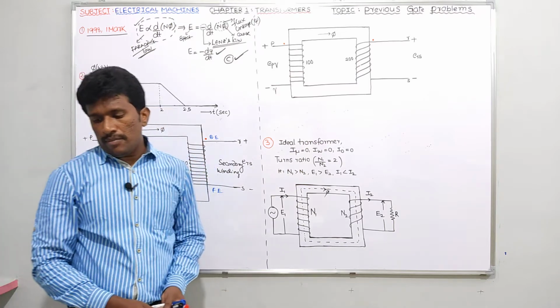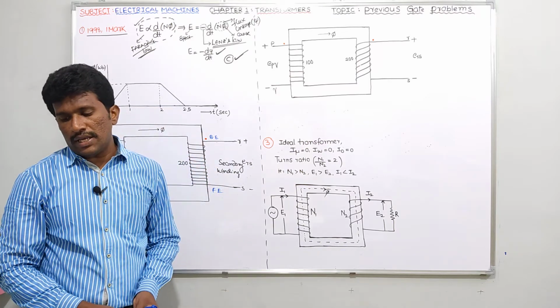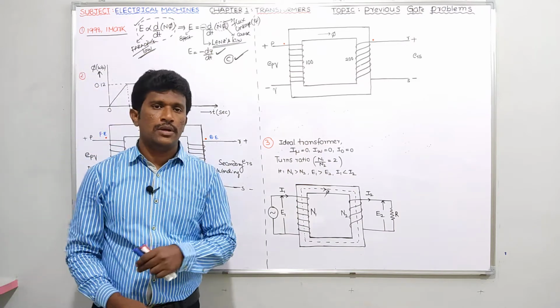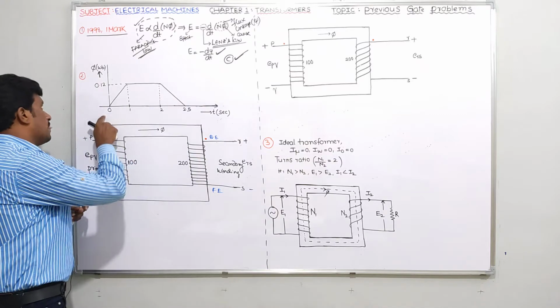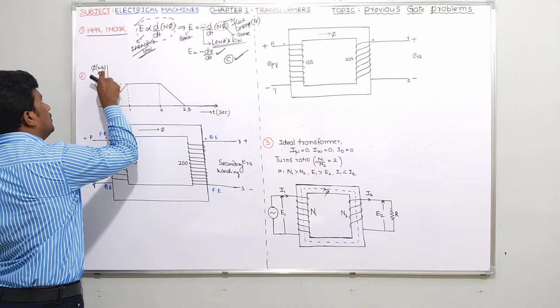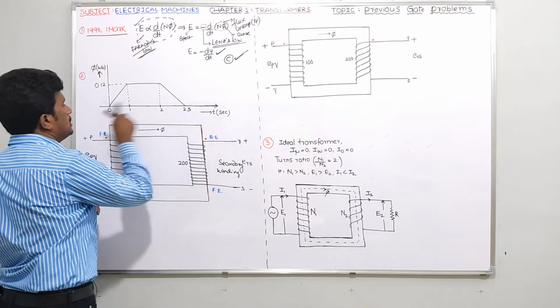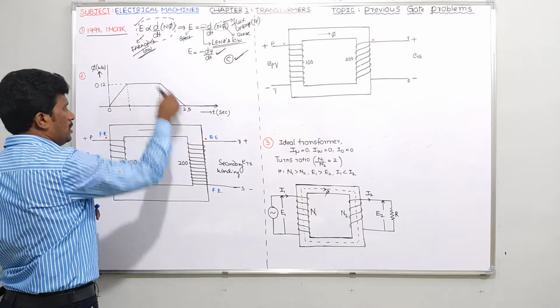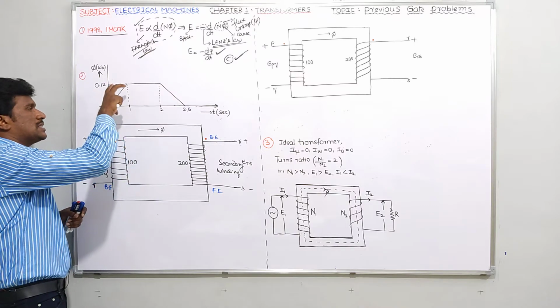The core of a two-winding transformer is subject to magnetic flux variation as indicated in the figure. So he has given the variation of flux like this. Flux ψ in Weber, time in seconds: 0 to 1 increasing slope, 1 to 2 constant slope, 2 to 2.5 reducing slope. This is the flux he has given to the transformer core.